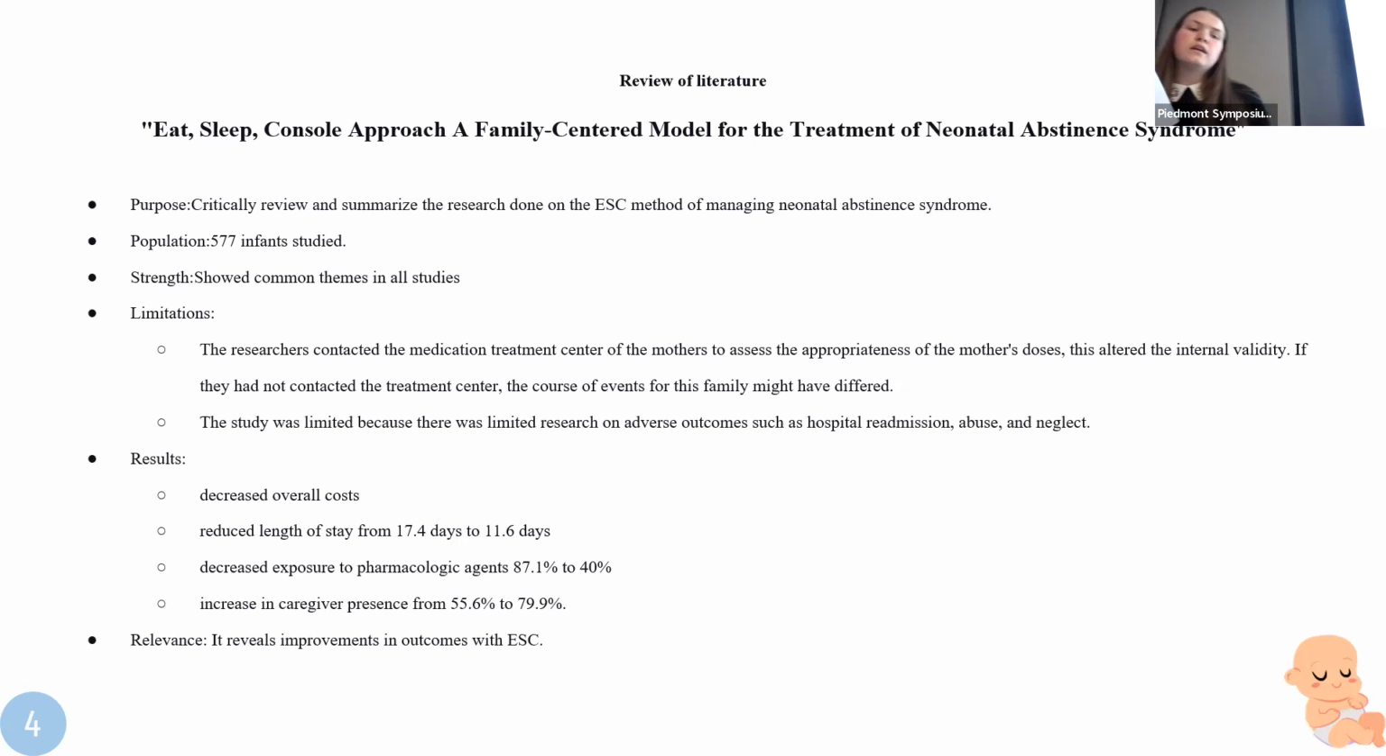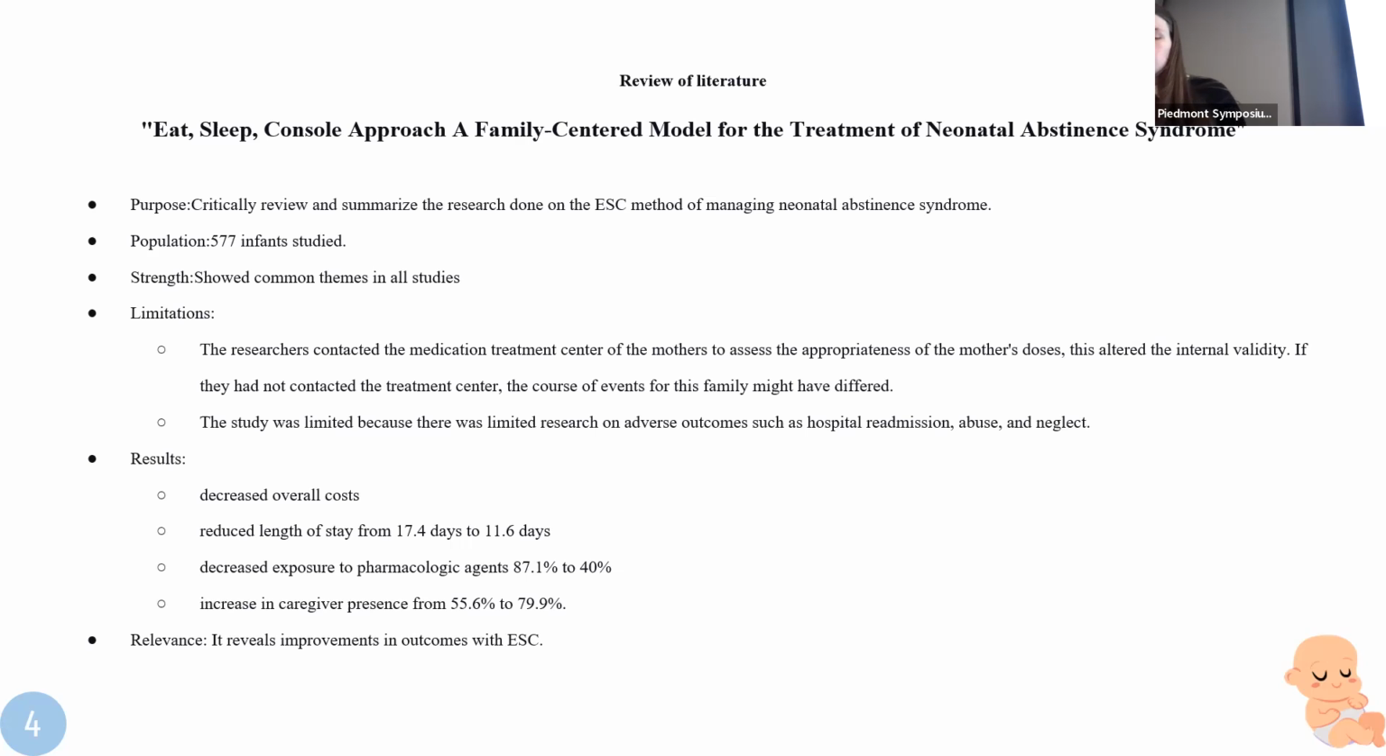My second article is Eat, Sleep, and Console approach, a family-centered model for treatment of neonatal abstinence syndrome. The purpose of this article was to critically review and summarize the research done on the Eat, Sleep, and Console method of managing neonatal abstinence syndrome. The population was 577 infants across 3 different studies. The strength was that it showed the common themes in all of the studies. Limitations were that researchers contacted the medication treatment center of the mothers to assess the appropriateness of the mother's doses. This altered the internal validity. If they had not contacted the treatment center, the course of events for the family might have differed.